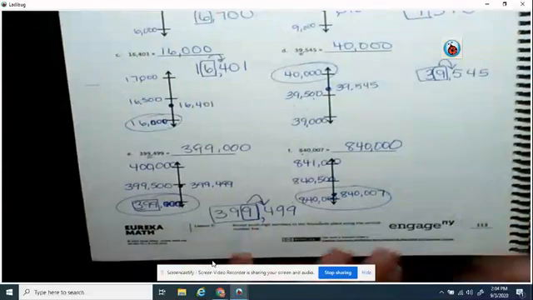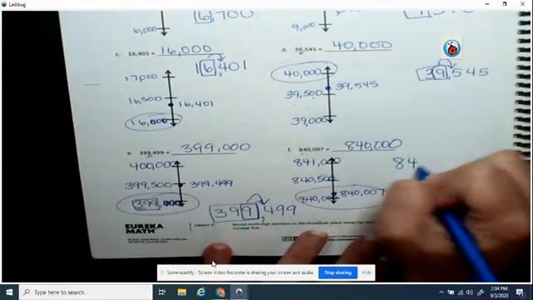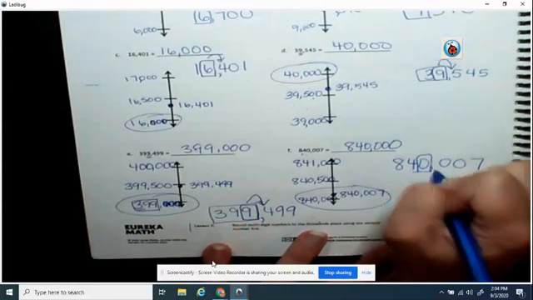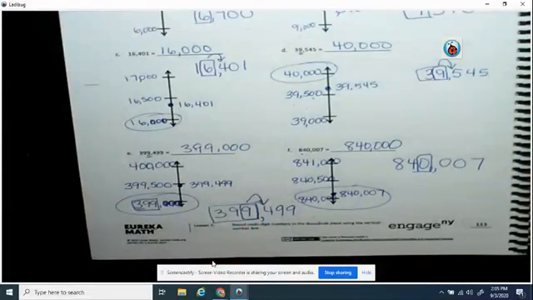And if we look at this, when we write it out, if we focus in on the thousands place, we have a 0. If we look next door, we have a 0. We definitely rounded down if we have a 0. So we rounded it down to 840,000.